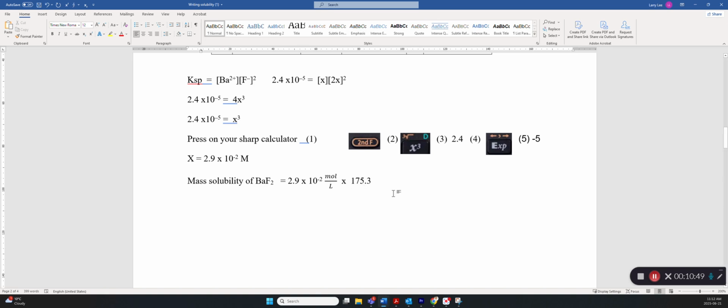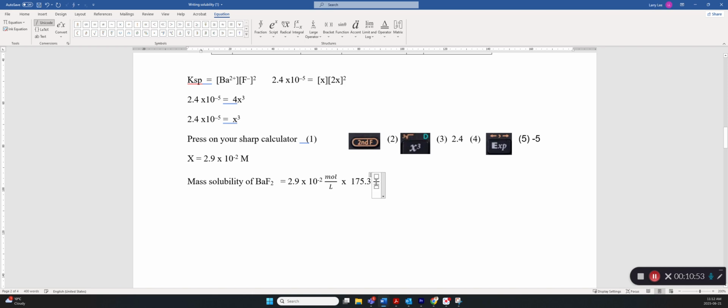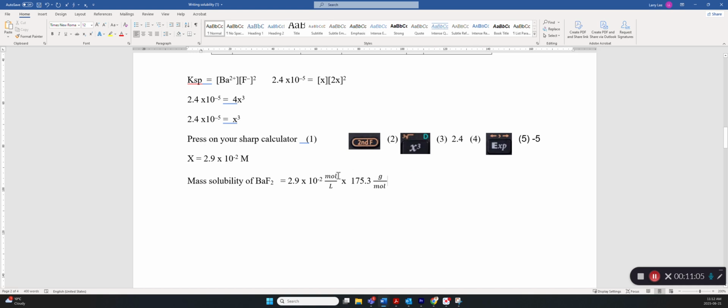Try to do it to at least one decimal place. And this will be in grams of barium fluoride per mole of barium fluoride. And this will give you the mass solubility. Notice that the moles cancel and you get grams per liter. And this is equal to 5.1 grams per liter.